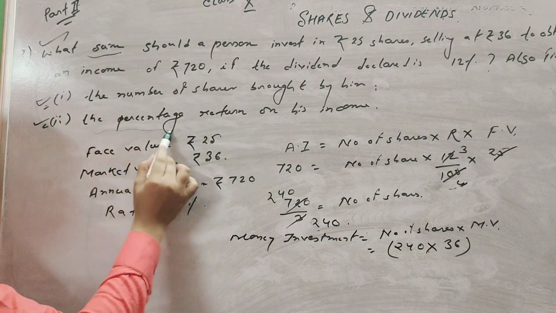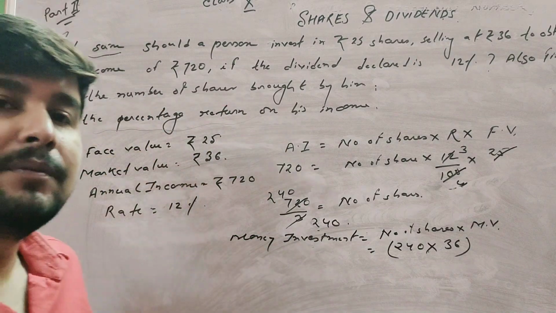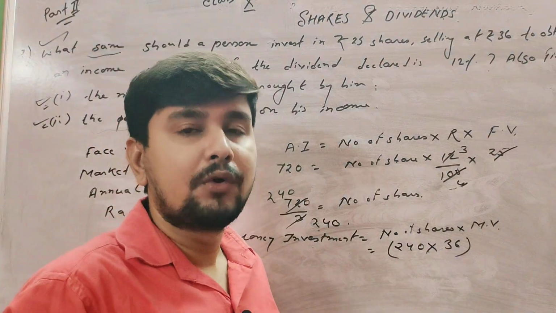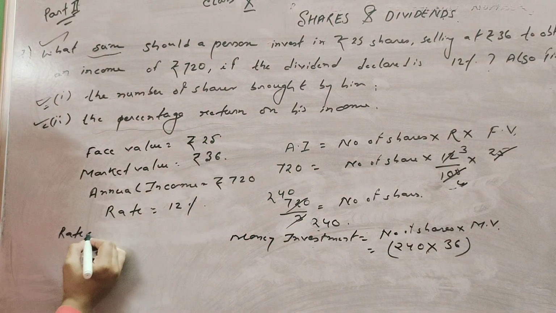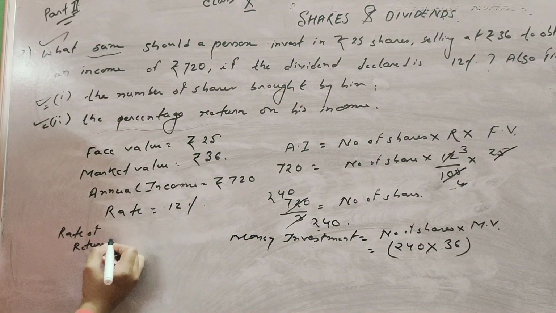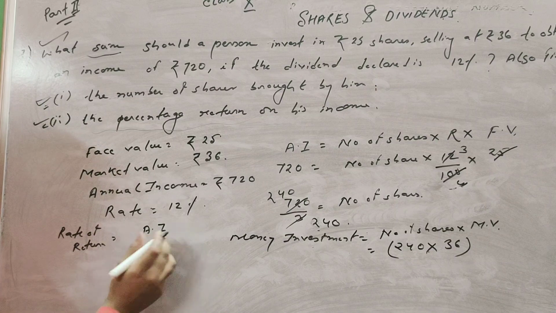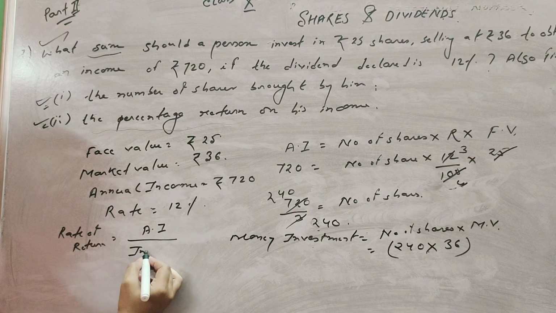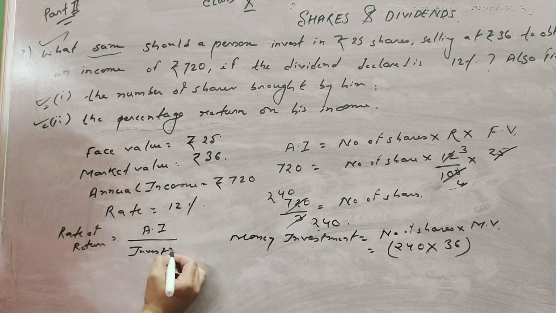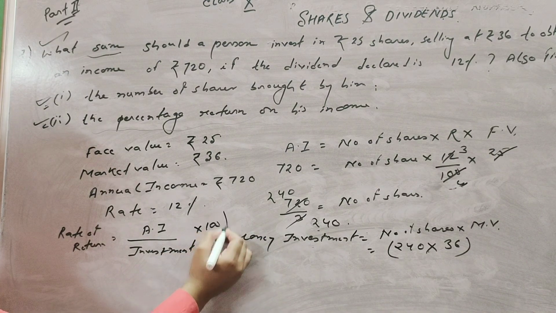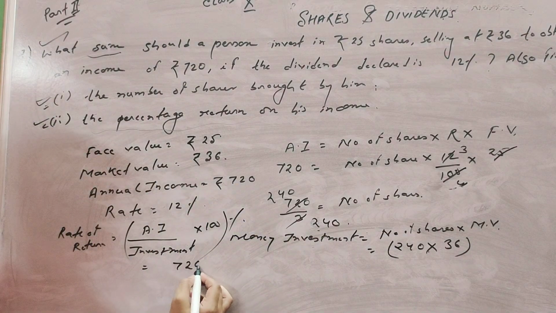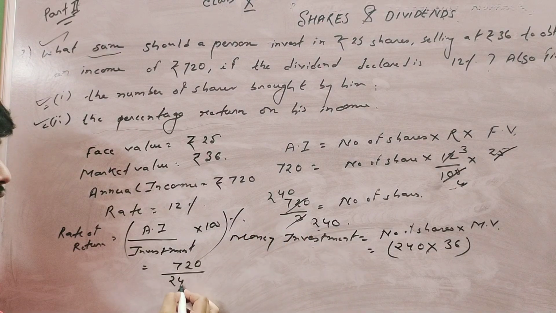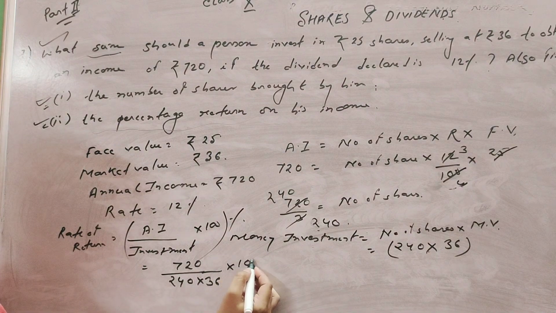Now it's time for the percentage return. Percentage return means rate of return, what rate of return you get from the company. The rate of return formula is annual income by investment into 100. Clear? So the annual income is 720, investment is 240 into 36. We just write it like that, into 100.